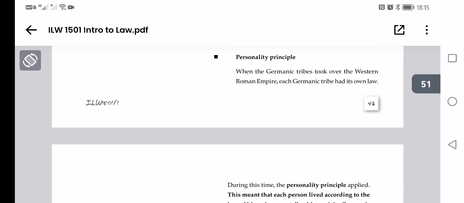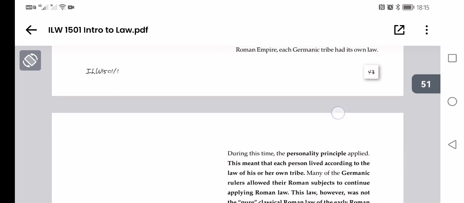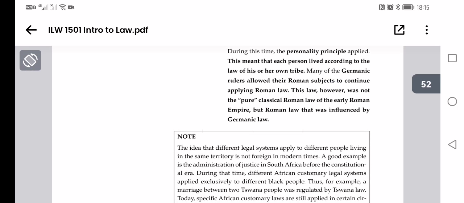Personality principle. When the Germanic tribes took over the Western Roman Empire, each Germanic tribe had its own law. During this time, the personality principle applied. This meant that each person lived according to the law of his or her own tribe. Many of the Germanic rulers allowed their Roman subjects to continue applying Roman law. This law, however, was not the pure classic Roman law of the earlier Roman Empire, but Roman law that was influenced by Germanic law.